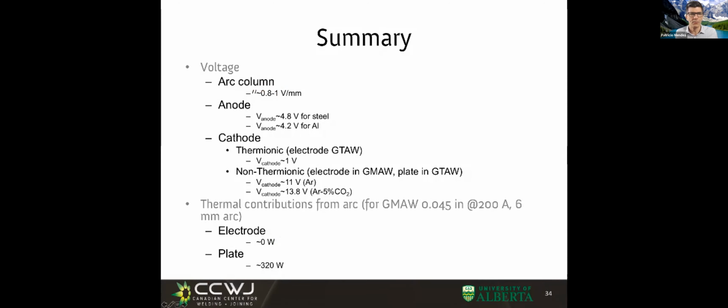And for the arc column, I would use volts per millimeter times the length of the arc, let's say for TIG. We have a 3 millimeter arc length. So 3 millimeters at 1 volt per millimeter is going to give us 3 volts. And if it was 100 amps, that would be 300 watts. And of the 300 watts of power generated in the arc column, I'm going to say 100 of those goes into the plate and 200 get lost in the air. All right.